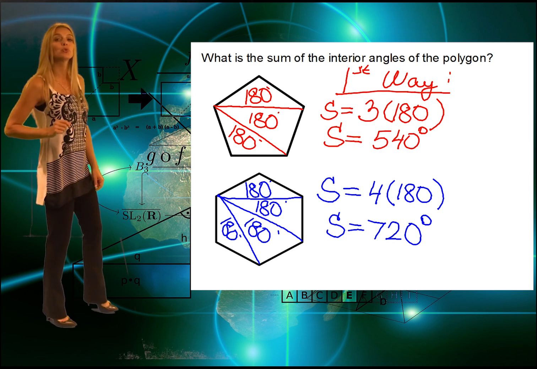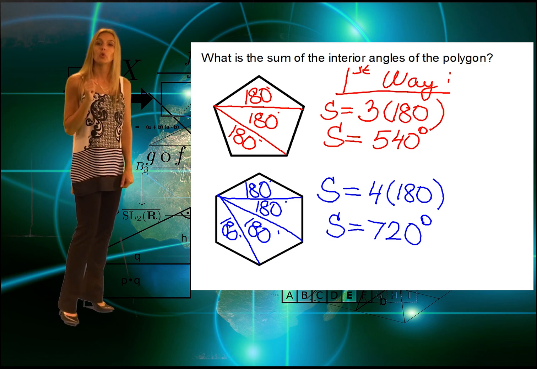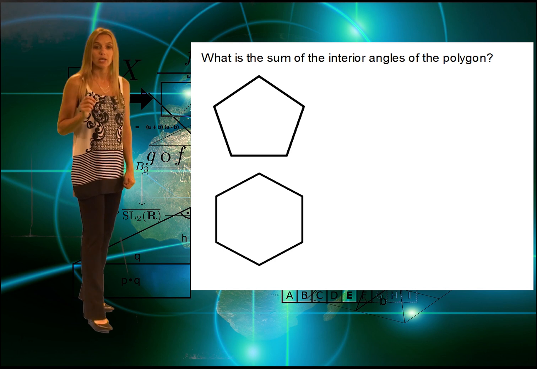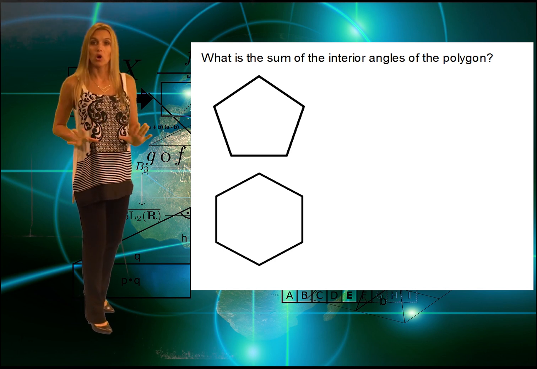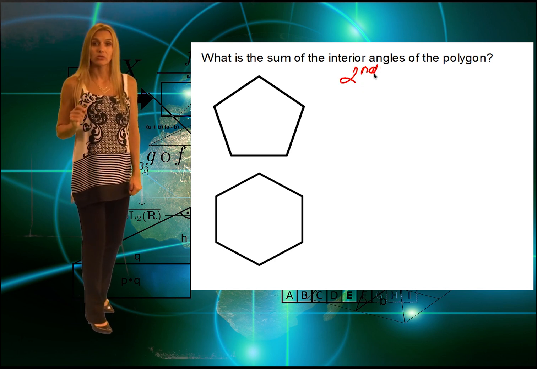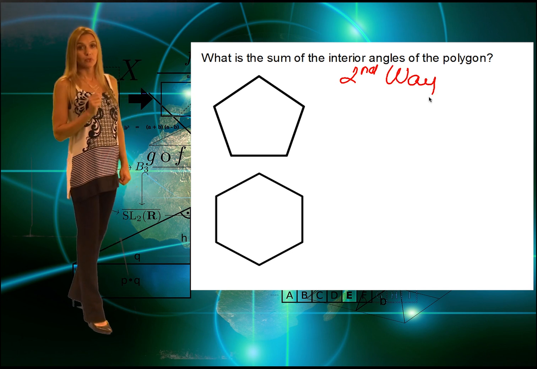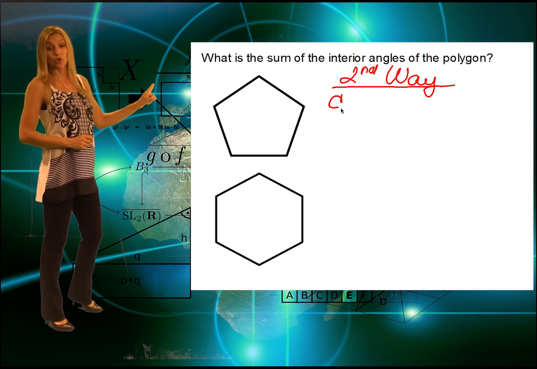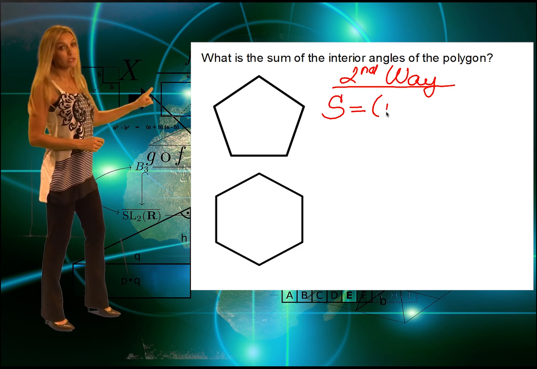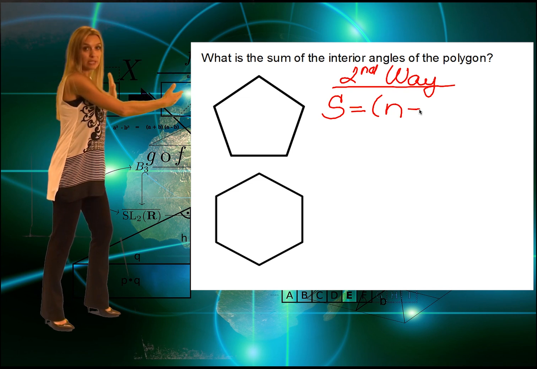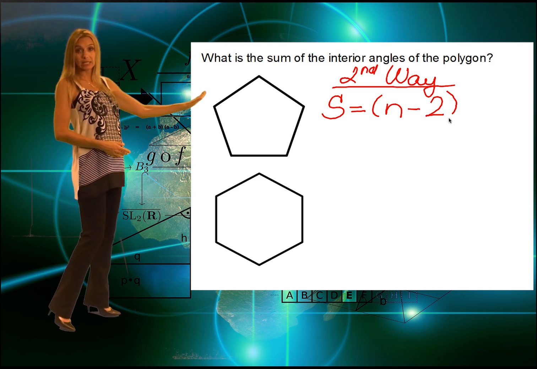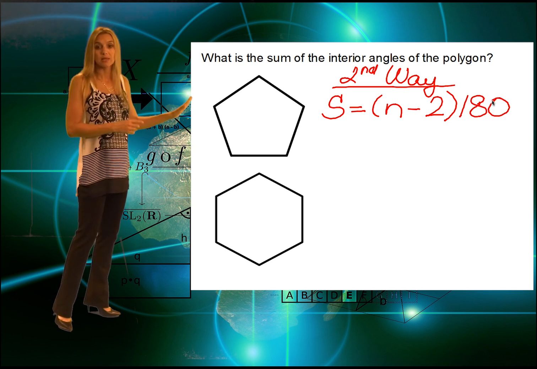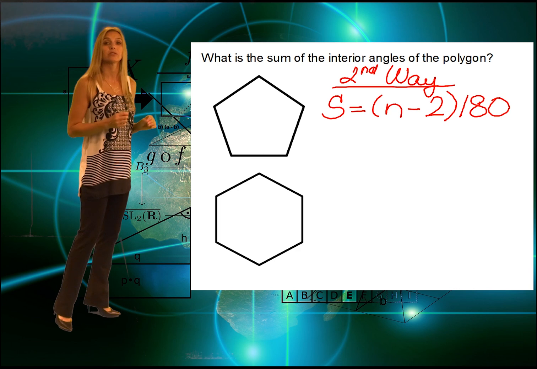Now that is the first way. We have one more way. We have a formula that we can use to find the measure or the sum of interior angles of polygons. The formula says S, which means the sum, equals N, which stands for number of sides, minus 2, and all that is in parentheses, times 180. We're going to use this formula to find the sum of the interior angles of this polygon.